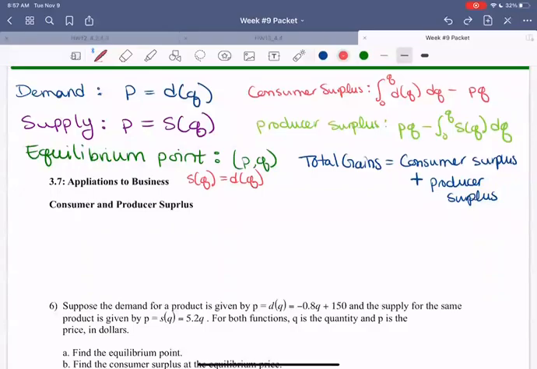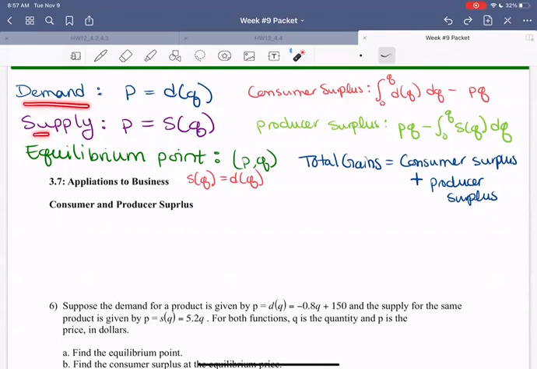Hello, everyone. In this video, we will be looking at the notes and examples from section 3.7 on applications to business. Before looking at the examples on this page, I have written down some very useful formulas that we will be using in these examples and this section. So let's go through these formulas first, and then we'll get started.